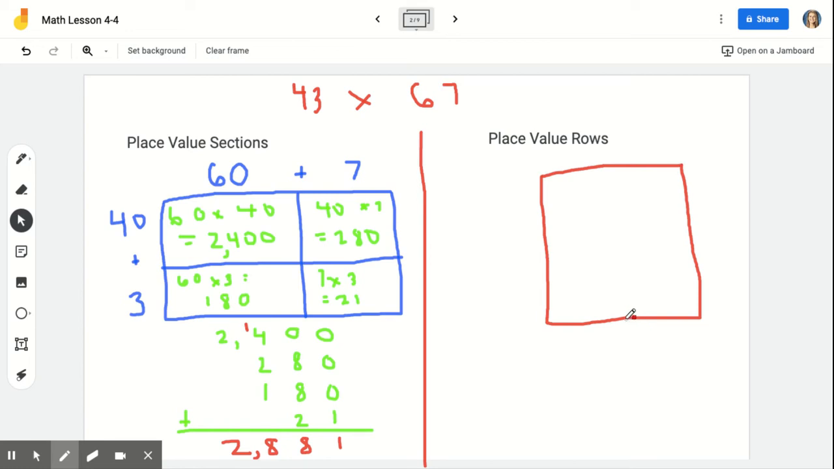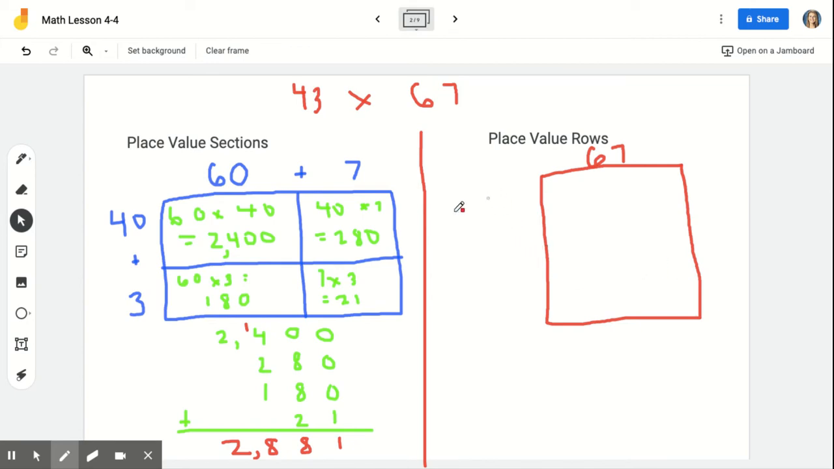And with place value rows, we're going to keep one factor the same. And then the other factor, we're going to break it into its place value sections. Okay, so for this one, I'm going to choose to keep 67 the same. So I'm not going to do anything to 67, and I'm going to write it at the top. So 67, I didn't break it apart into its place values. Go ahead and write that at the top just like I did. But I am going to break 43 into place value sections.